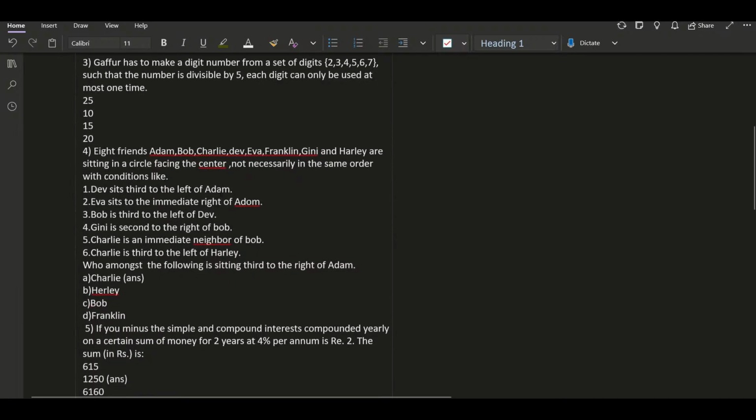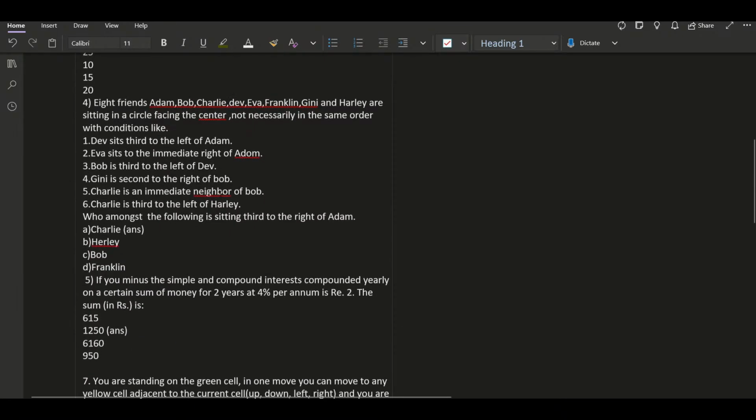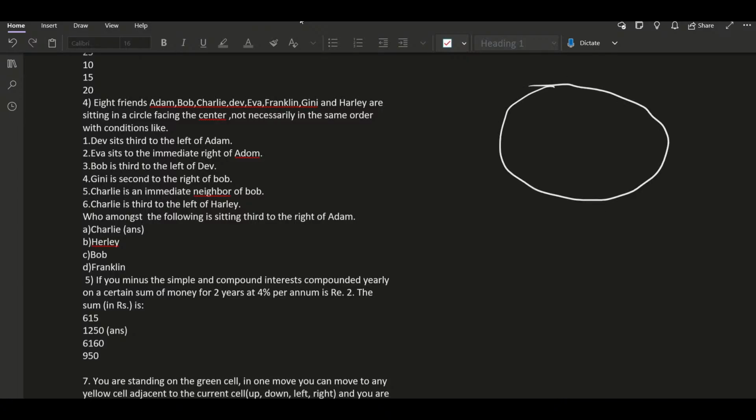Moving to the fourth question here: there are 8 friends, Adam, Bob, Charlie and so on, sitting around a round table and facing the table, and there are 6 conditions that we need to follow. We have to tell who is sitting third to the right of Adam. So let's have a round table, and then we'll follow the conditions there. Let's suppose this is the round table and these are the 8 friends.